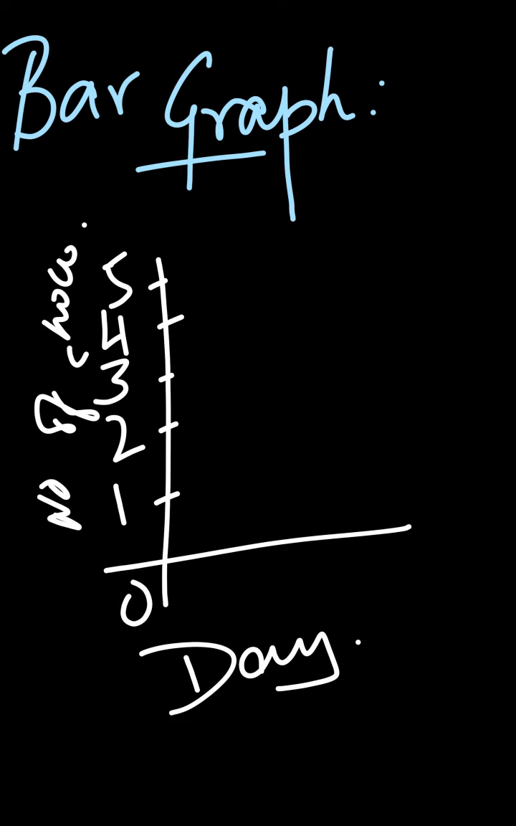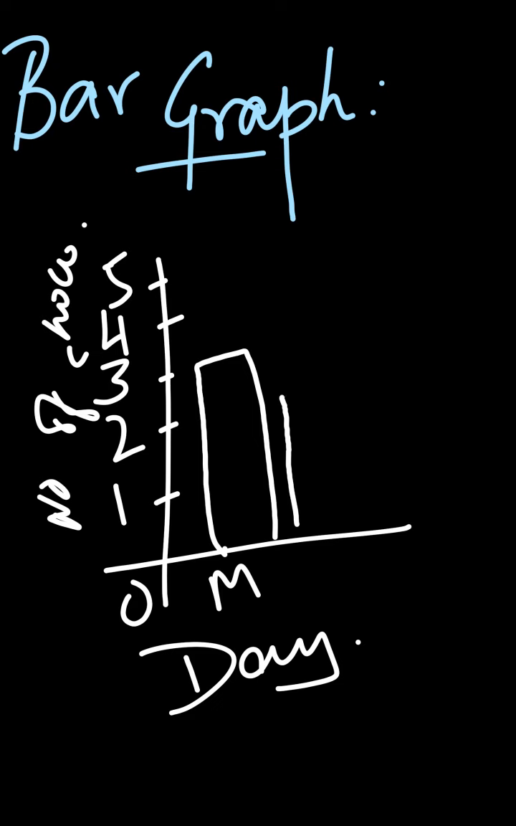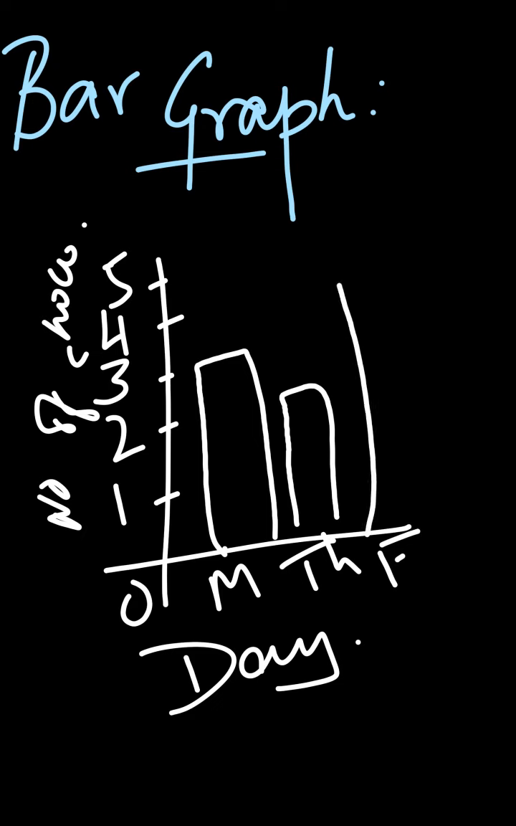So suppose it is Monday here. Say only 3 chocolates were sold on Monday. You should imagine it, because that would never happen in reality. And Tuesday 2, let's make it Thursday, it's okay, fine. And Friday totally 5, it rose up. So in this way we used to represent a bar graph, right?